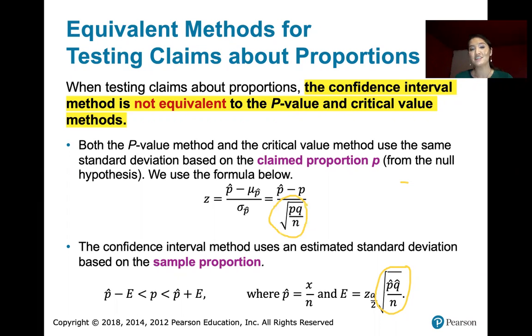And since they're using a different standard deviation, there's a chance that a p-value that lies in the confidence interval does not satisfy the requirements for the p-value method or critical value method. We might come up with different conclusions based on the first two methods as opposed to the last method. So just know that the confidence interval method can give you a different conclusion than the p-value and critical value methods. But the p-value and critical value methods always give you the same answer because they're using the same test statistic.